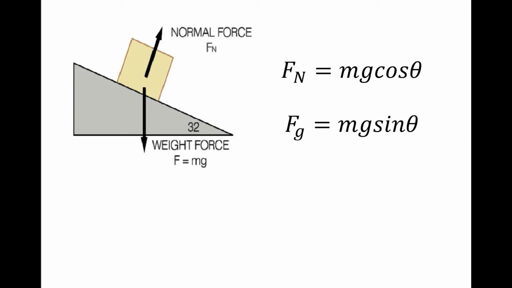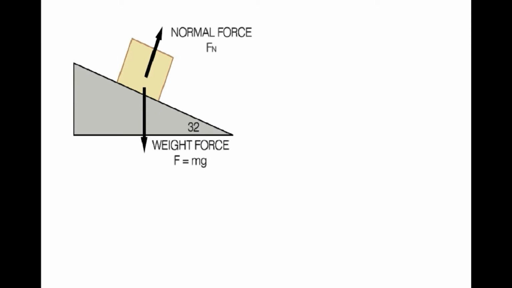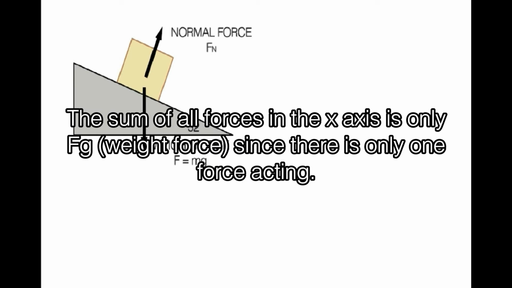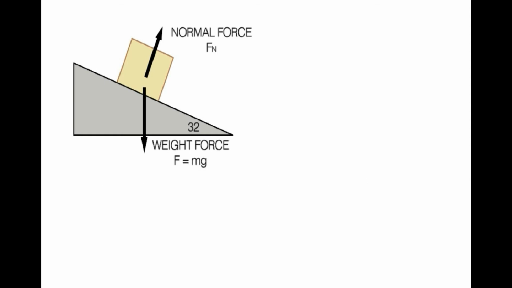The formula for the weight component is Fg equal to mg sine theta, or weight force equal to mass times gravity times sine theta. For this problem, let us define the normal force direction as y and the weight force direction as x. The sum of all forces in the x-axis is only Fg, since there is only one force acting. And the net force is ma_x equal to mg sine theta, or mass times acceleration in the x-axis equal to mass times gravity times sine theta.